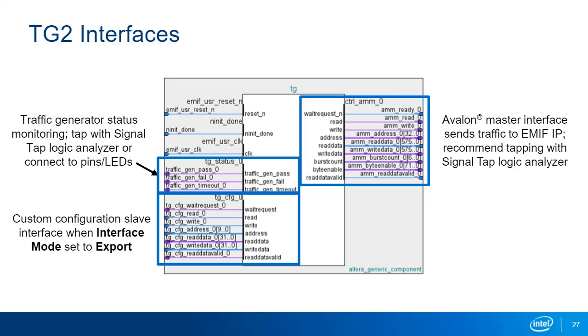The TG status interface on the left is similar to the original traffic generator. Tap these signals with Signal Tap or connect them to LEDs for a quick indication of whether the test traffic sent to the external memory was successfully written and read back. Finally, as mentioned, the TG CFG interface is used to configure and control all aspects of the traffic generator from your own custom logic.